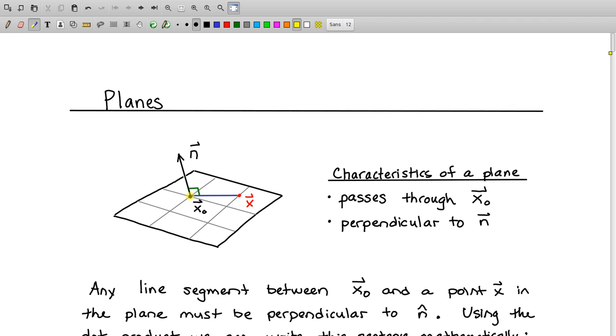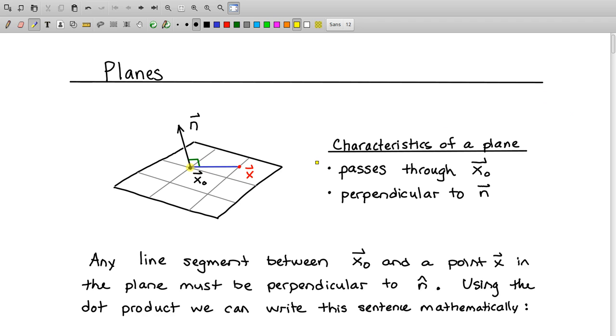Basically, the argument is that if I have a given point in the plane, x naught, then if I make a line segment to any other point in the plane, x, that line segment will be perpendicular to the normal of the plane, no matter what x naught is and what x is. So we can express this relationship mathematically.